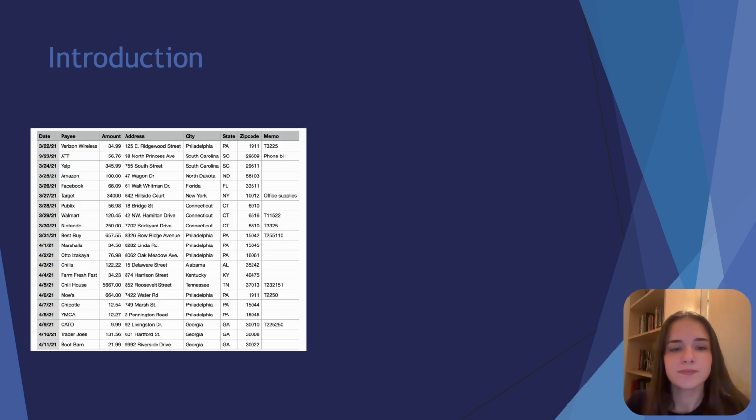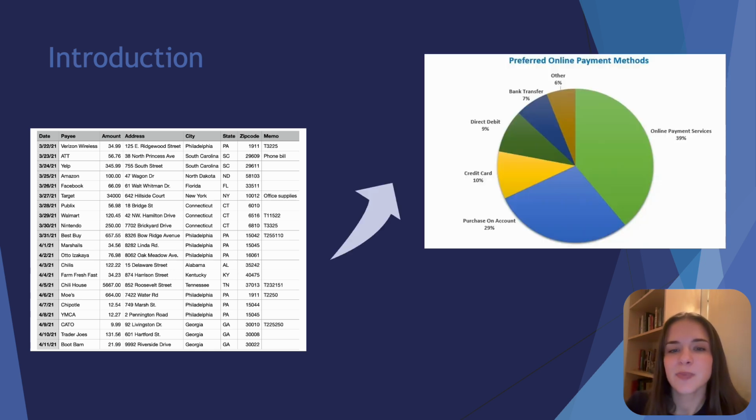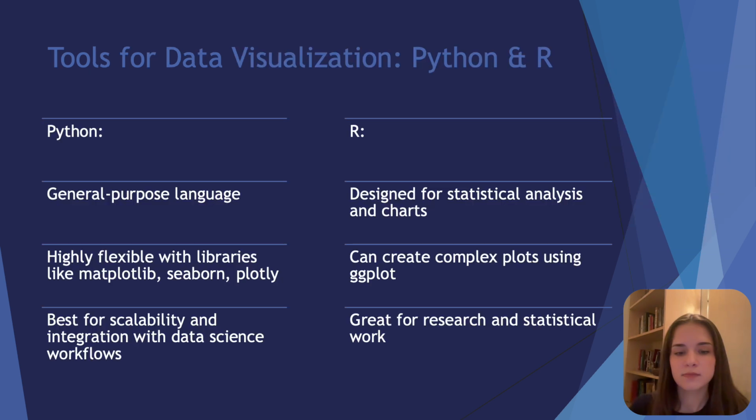For example, this table right here would definitely be hard to pull anything meaningful from just by looking at it, but this pie chart can communicate the story at a glance and make it very easy to understand. And this just shows the power of data visualization is in the ability to communicate findings effectively.